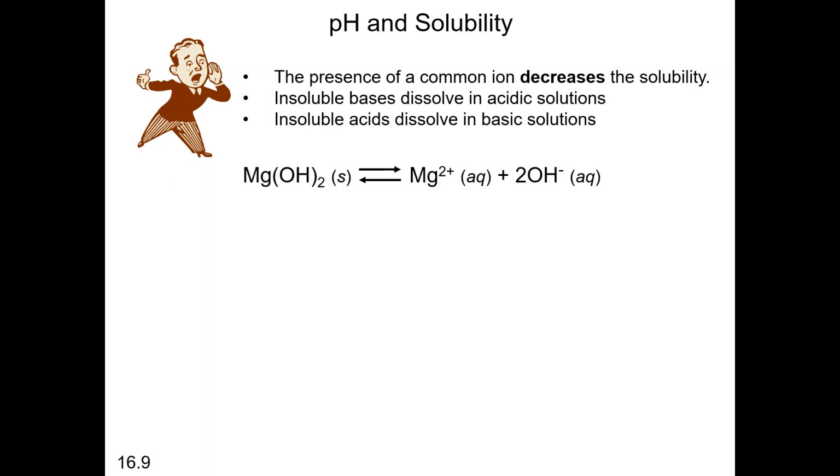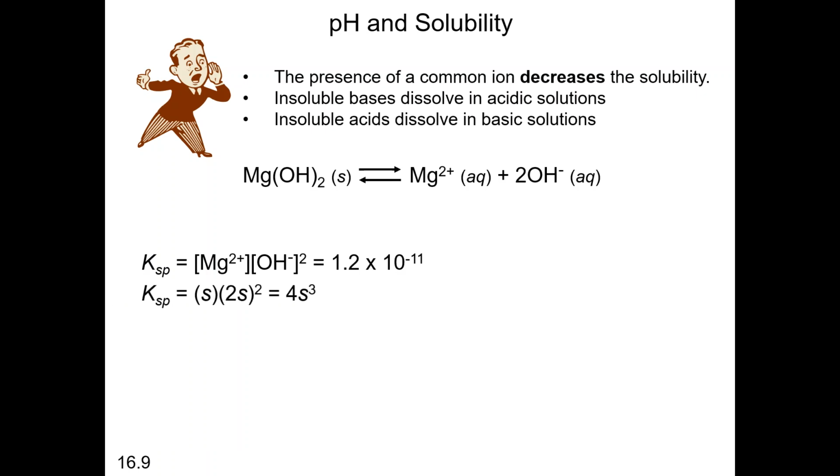Just to give you an example, magnesium hydroxide, right? Basic compound, very insoluble. And as you can see, when it's added to water, you have that equilibrium taking place. The Ksp value for magnesium hydroxide is 1.2 times 10 to the minus 11, all right? And that's the expression for the Ksp. If you rearrange this to solve for the solubility, you get the solubility equal to 1.4 times 10 to the minus 4.